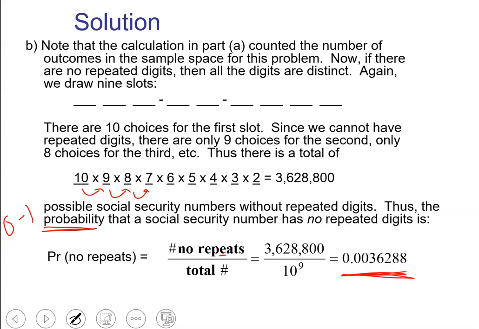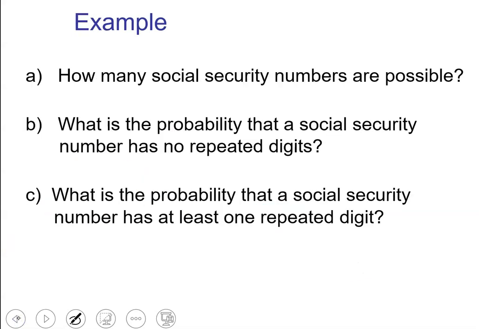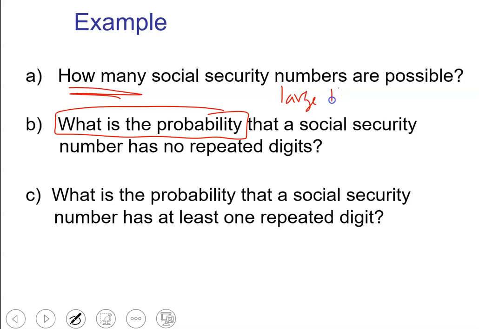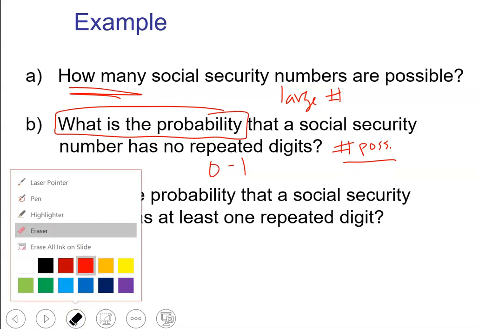Okay, so really kind of important. Let me go back to this real quick. How many versus what is the probability? Realize the difference between those questions. How many is typically going to be some sort of large number. A probability, again, is between 0 and 1, a decimal, or 0 and 100%. So you're finding the total possibilities over the total number. I should write this as total number. There we go.